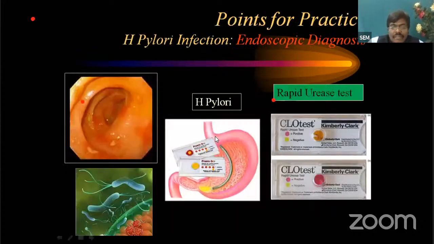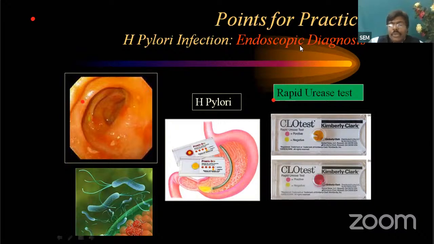What is the H. pylori test? When I am in the stomach, I take a biopsy from the antrum and put it on a small slide like this, where the yellow color will change into pink color. Why does yellow change to pink? Because of the ammonia production, and with the presence of phenolphthalein, because in the presence of alkali, the phenolphthalein indicator will change the area into pink.